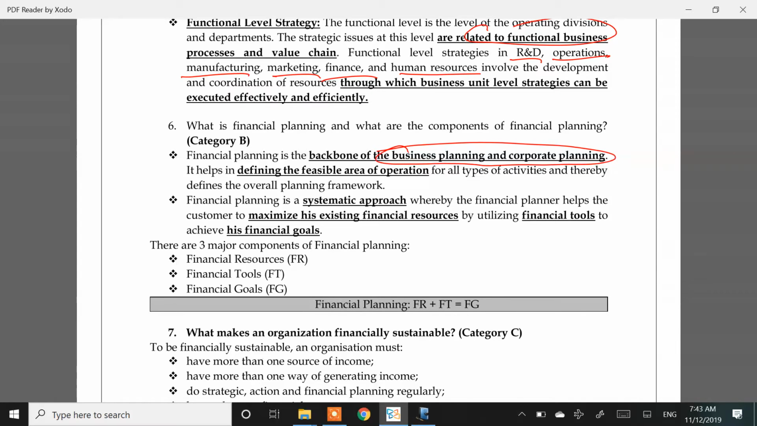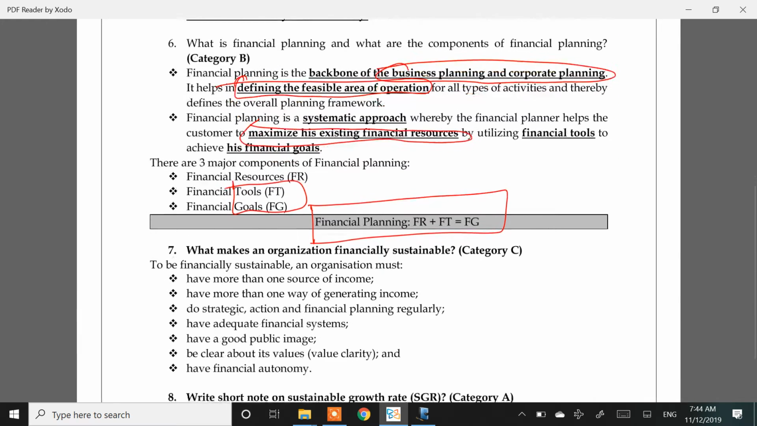The entire other planning will go for a toss if you do not have money power. So it will first define what is the feasible area of operation. And unfortunately, the trip of 2,50,000 is not a feasible activity for me. And if I have to make it feasible, I should have earlier gone for financial planning. So financial planning is a systematic approach which helps you in making maximum usage of your existing financial resources by using financial tools and financial goals. So financial planning is basically equal to three things: financial resources, financial tools, and financial goals. These are the three components of your financial planning.